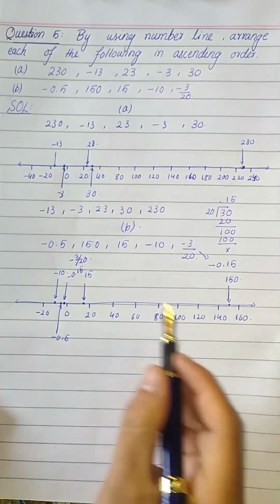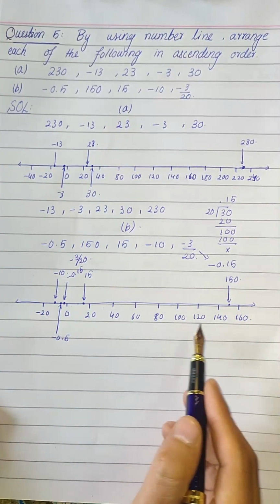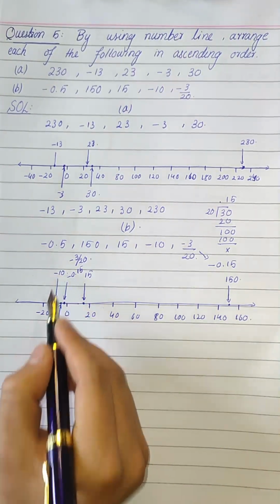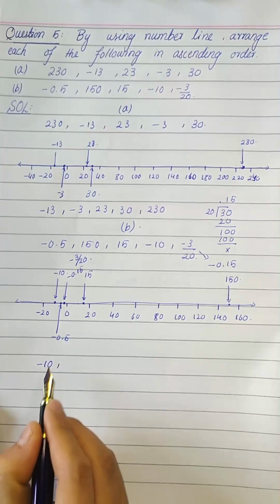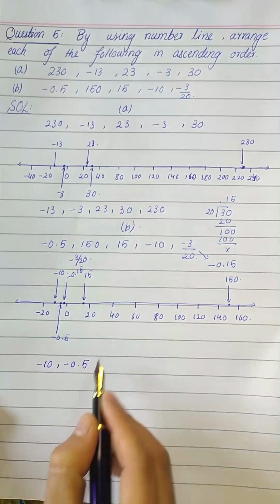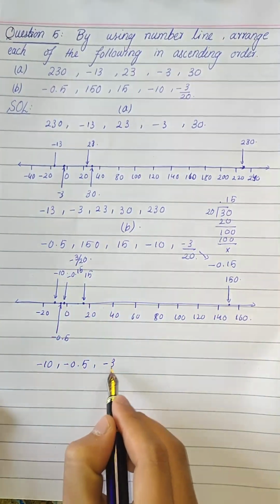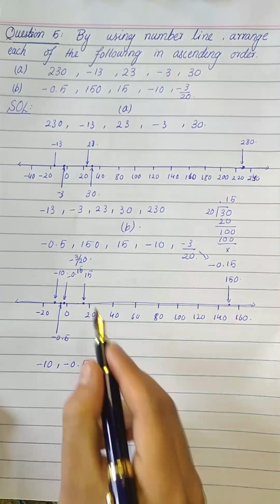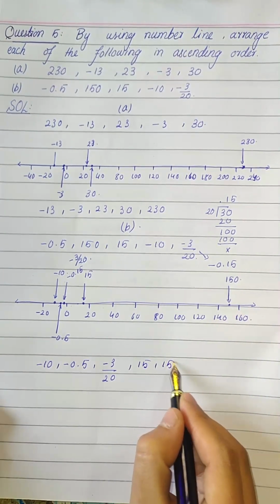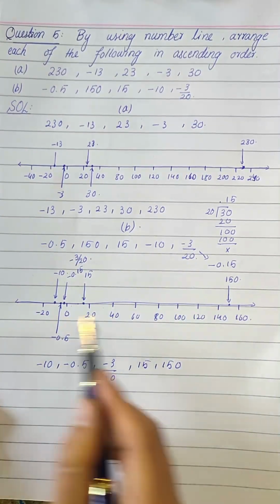So we have shown all the values on the number line. Now we just have to write these values in ascending order. So the smallest value here given is minus 10, and then greater than minus 10 is minus 0.5, and then we have minus 0.15, which is minus 3 divided by 20, and then we have plus 15, and then 150. So this is the ascending order arrangement of these values by using a number line.